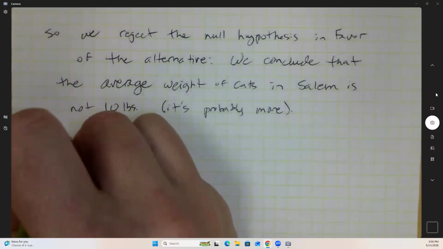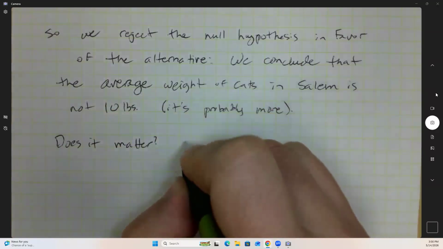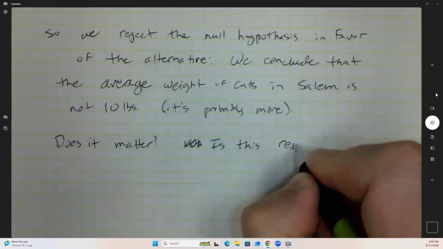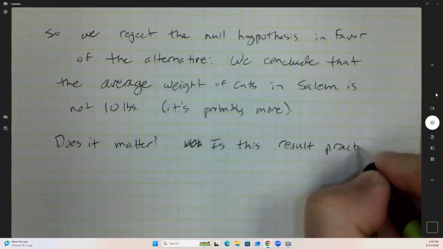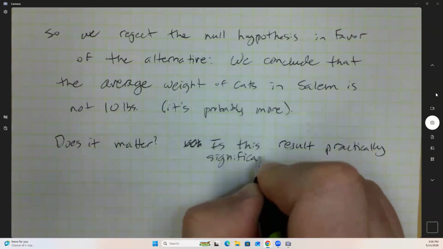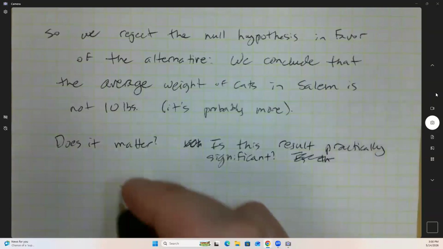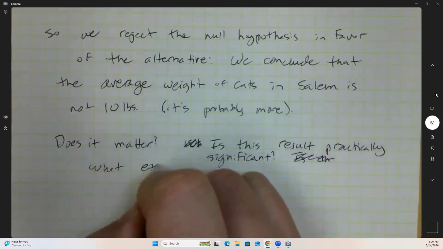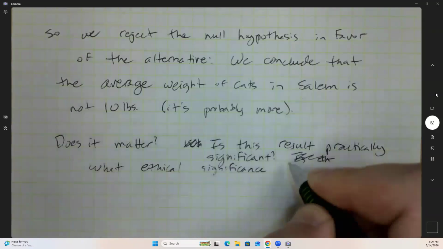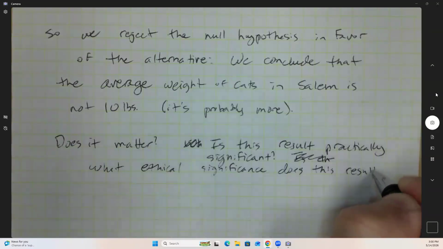But we should ask, does it matter? Which is another way of saying, is this result practically significant? And what ethical significance does this result have?